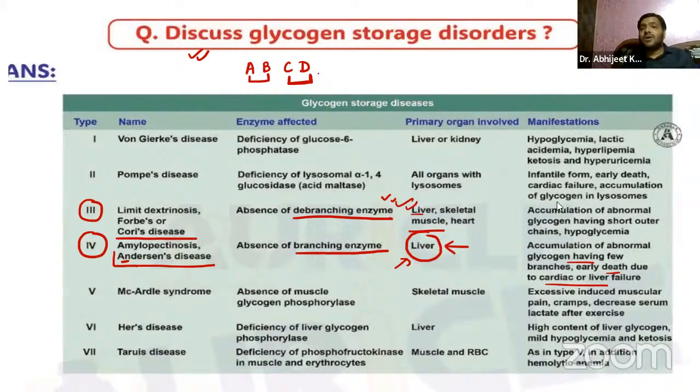Glycogenolysis. If this enzyme is deficient, obviously glucose will not be able to form. There will be abnormal glycogen. So if the person is not having glucose, it will result in hypoglycemia. Hypo means low, glyc means glucose, emia means blood: low blood sugar, because glucose बन ही नहीं रहा.